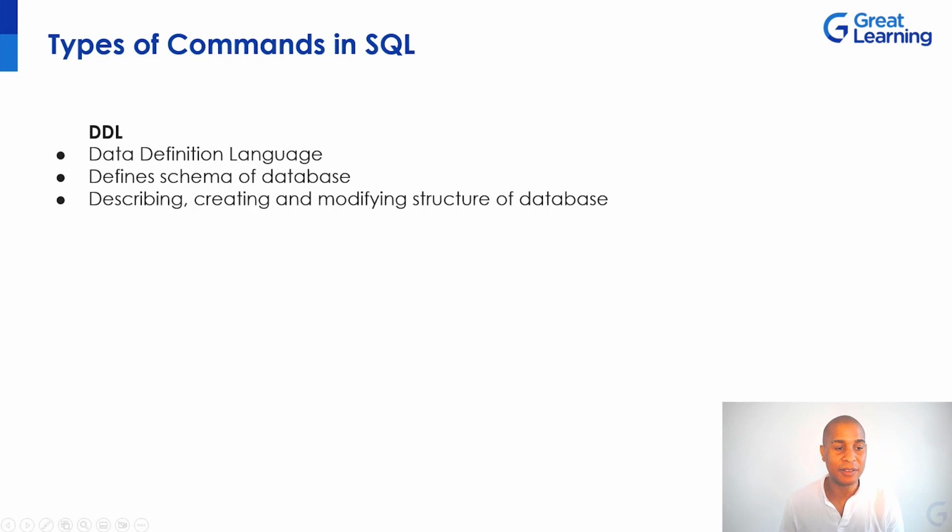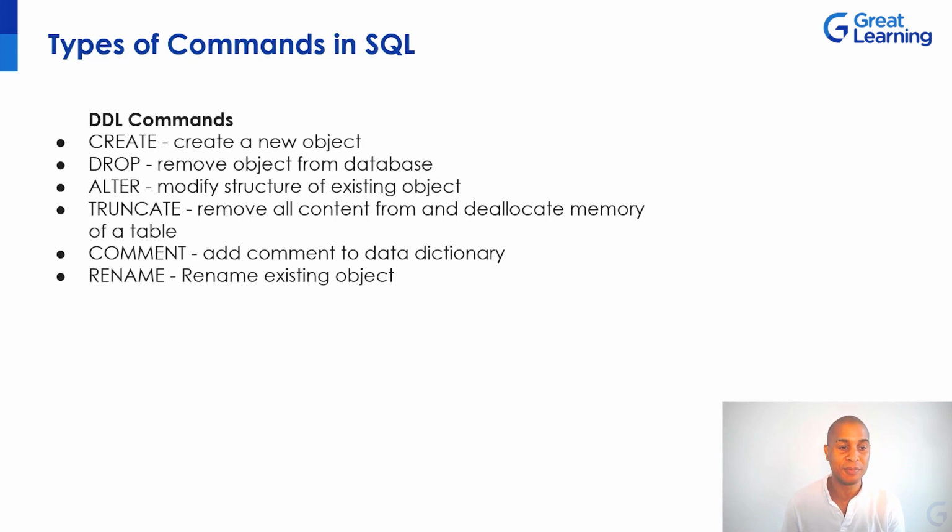So DDL is a data definition language. This defines the schema of the data or the database structure, and it's describing, creating, and modifying any of our existing database structures. So what are the commands that are in DDL?